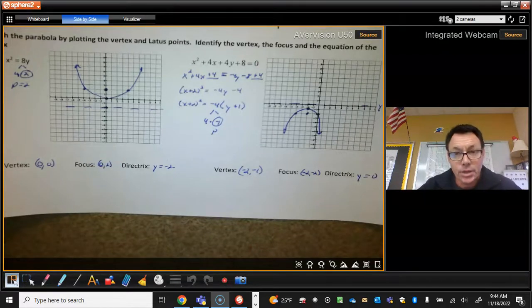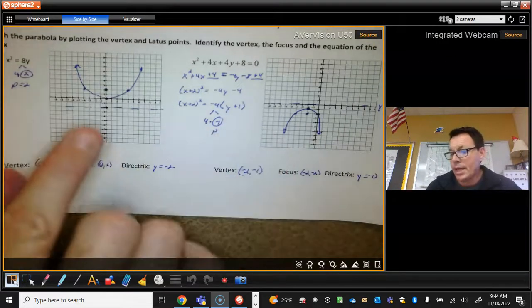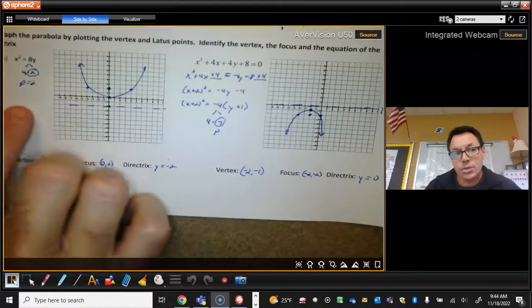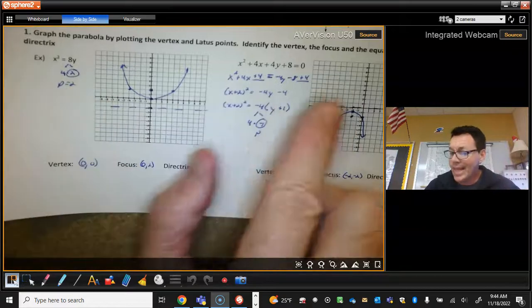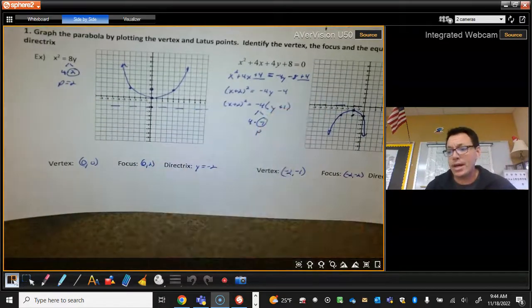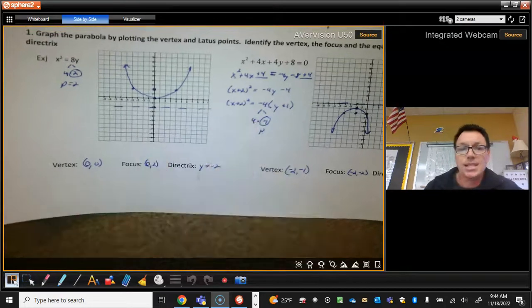Okay? Take a look at today's homework. You're going to have some examples where I already give it to you in the correct form. So all you have to do is graph. Those are the first few. And then you're going to see a few where you have to create the standard form by completing the square. So make sure you use this as an example.